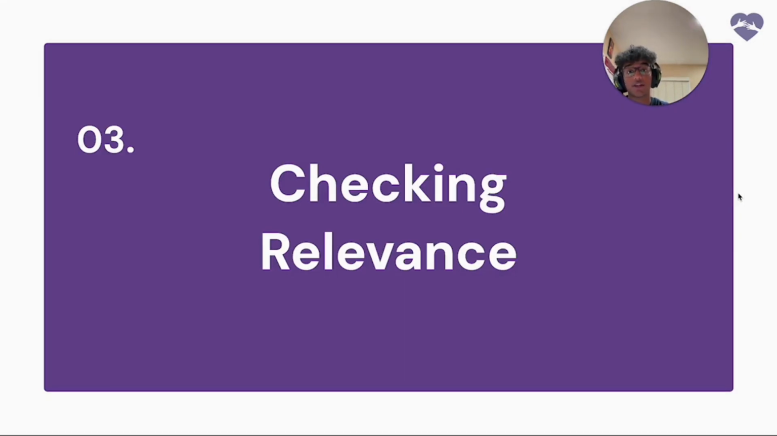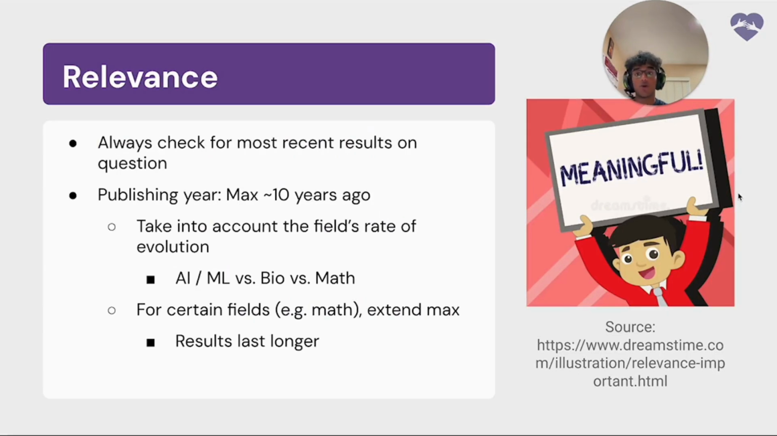And finally, checking the relevance. So always check for the most recent results on a question, publishing year maybe like max 10 years ago, and it's also important to take into account the field's rate of evolution, right? For example, AI and ML papers are going to have a much faster rate of evolution as compared to bio or math, right? Because for math, the results last a long time.